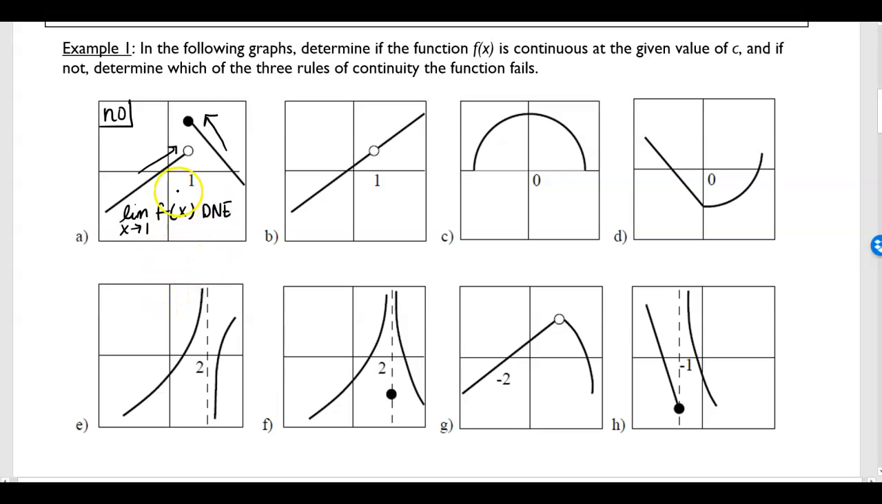Now, if I check number 1, this function is defined. I see that the point is filled in, but I can tell the limit does not exist. When that happens, when the left and right limits don't match, we call this a jump discontinuity.